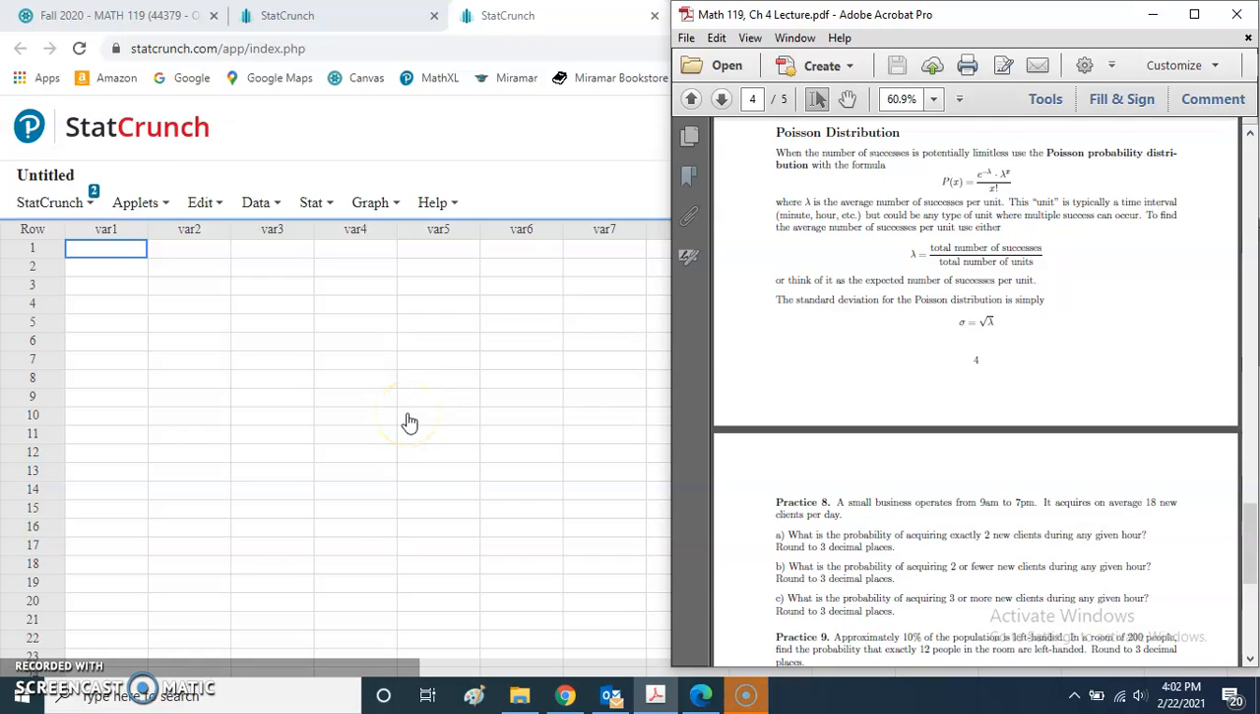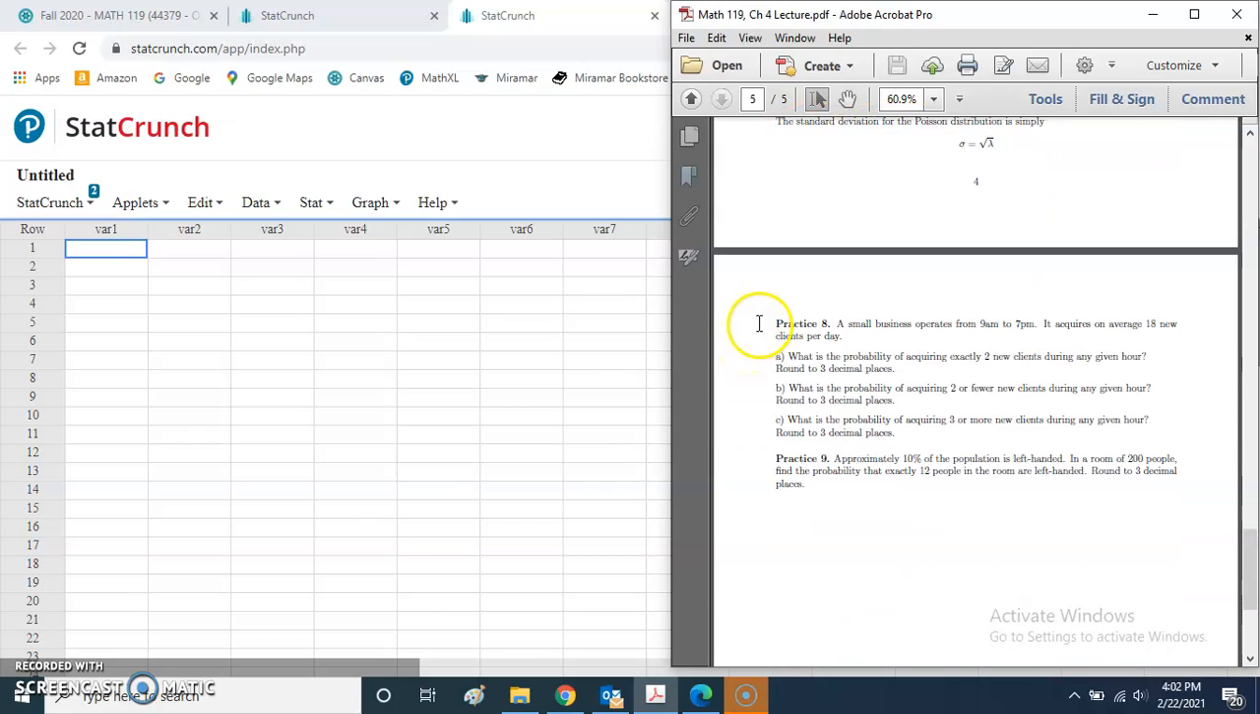Right, you guys, you just saw in the previous two lecture videos, we talked about the Poisson distribution, and together we did practice number 8 and practice number 9. So let's take a look at how to do those in StatCrunch.